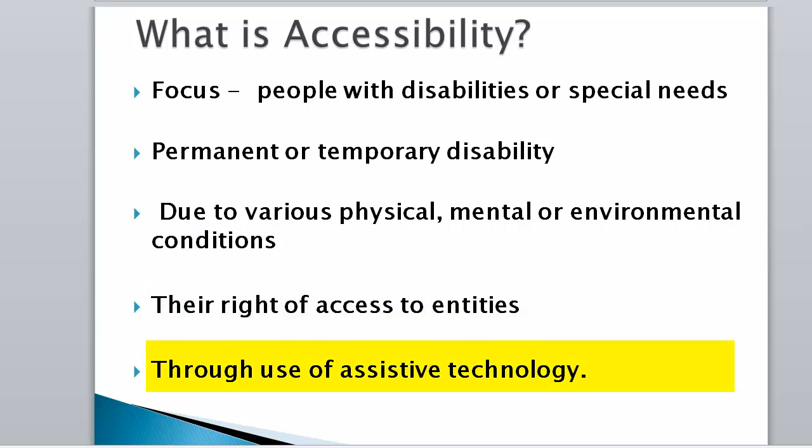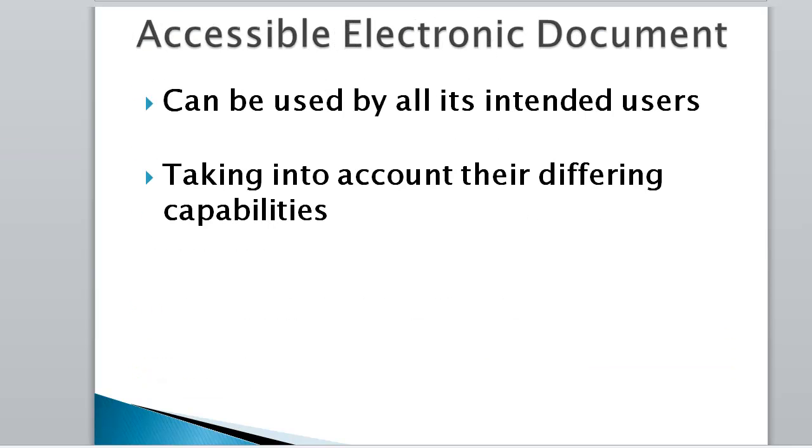Through the use of assistive technology, we can enable disabled people to have access to the resources that normal people can have access to. An accessible electronic document means that this document can be used by all its intended users, regardless of their differing capabilities or disabilities.